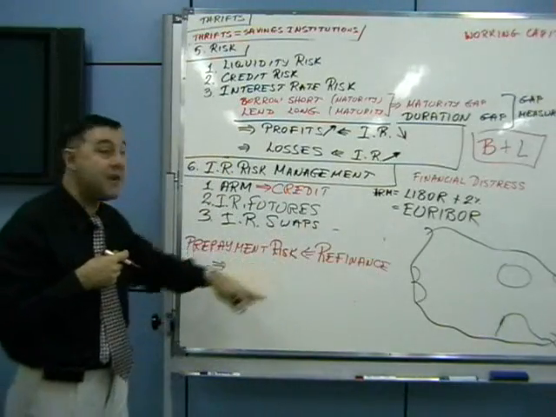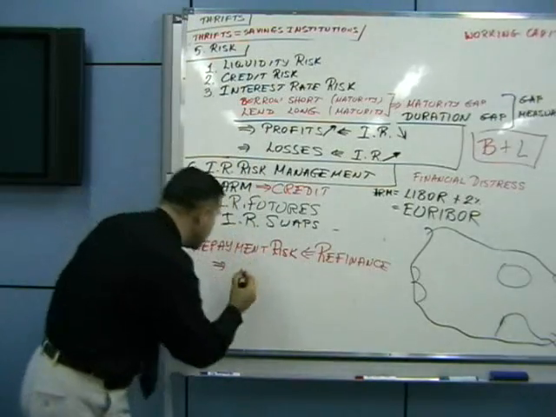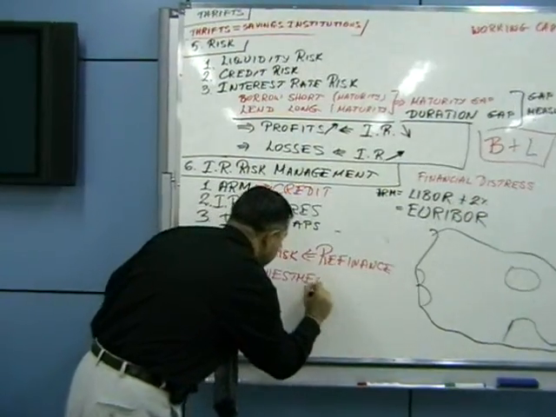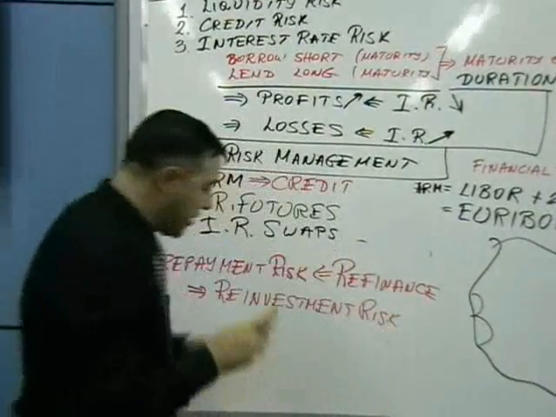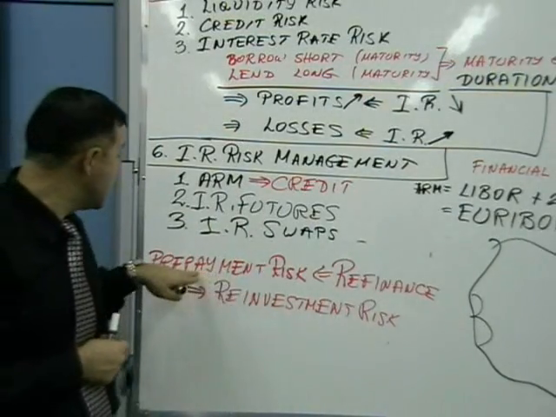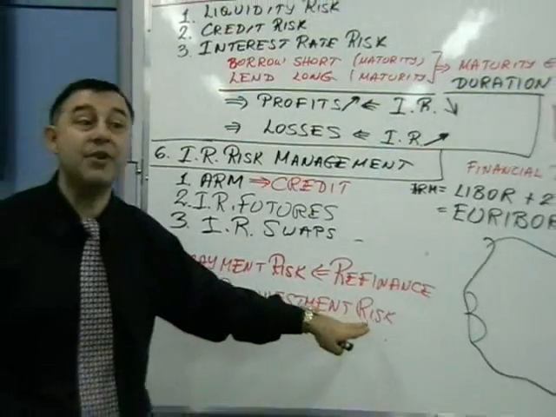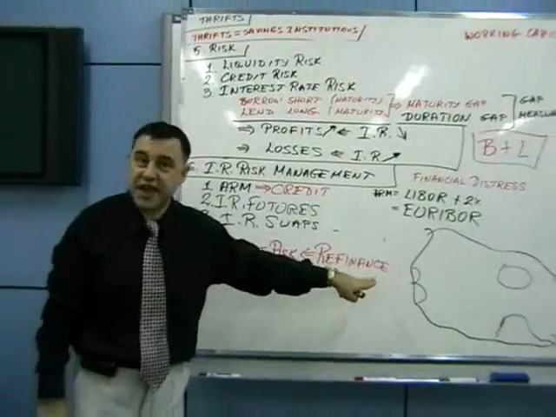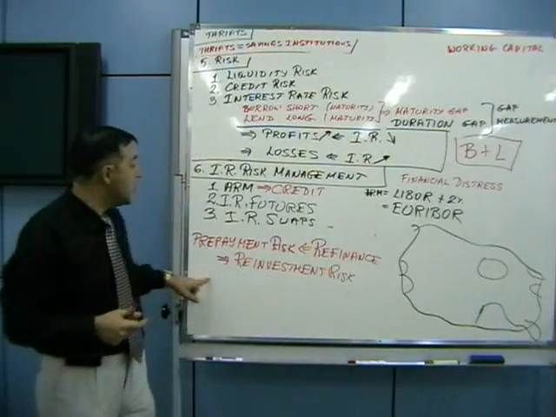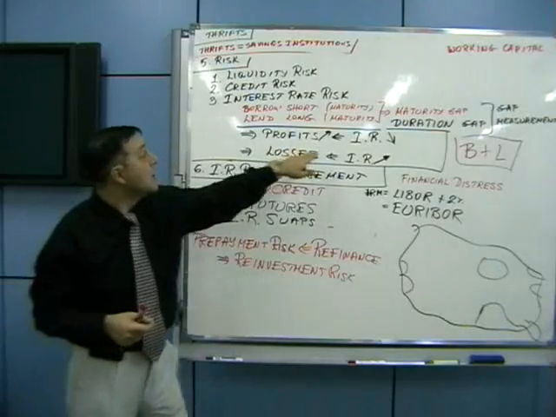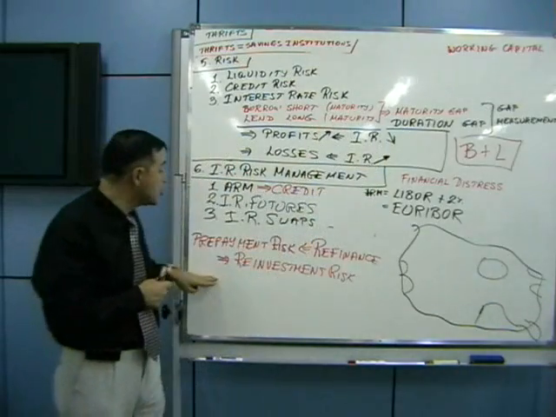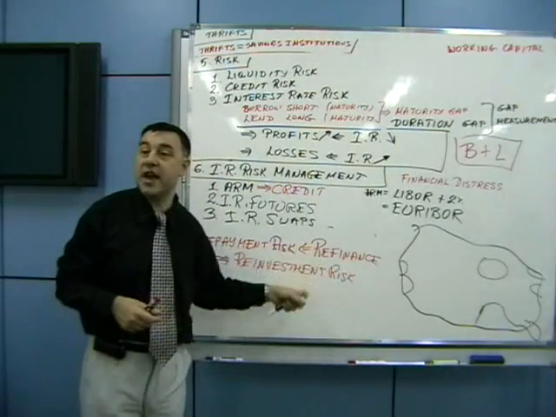And then the prepayment risk results in another type of risk, which is called reinvestment risk. Reinvestment risk is the risk that when you receive cash flow as a result of prepayment, you will not be able to invest it for the same return with a comparable risk. Reinvestment risk rises with falling interest rates. So the faster interest rates fall, usually you get a lot of prepayment risk and reinvestment risk.